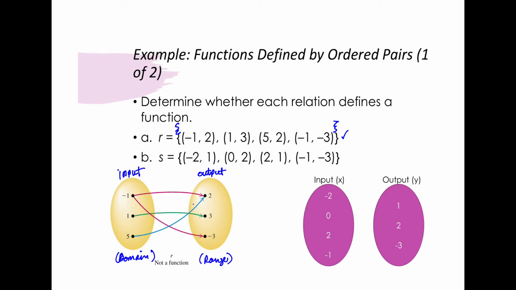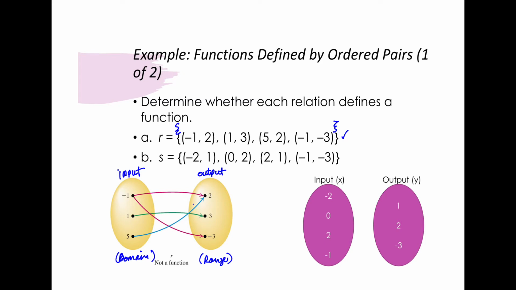So if we look at this, we have -1 going to 2. So we denote that here, -1 going to 2. And then later over here, we have a -1 going to -3. And then we have 1 going to 3, and we have 5 going to 2. In this particular case, if the question is, does this define a function relationship, we would say no. The only reason here is we have -1 going to 2, and then that same input, -1 going to -3.